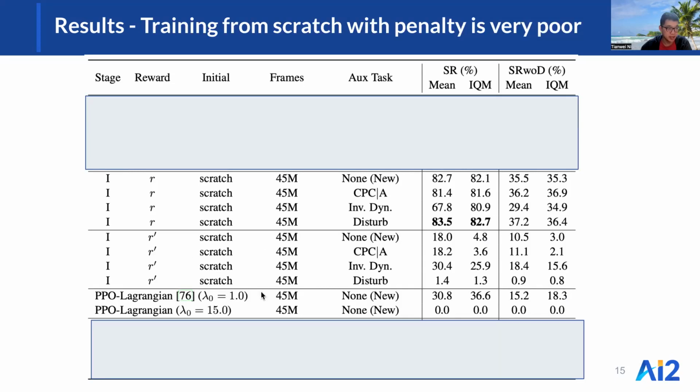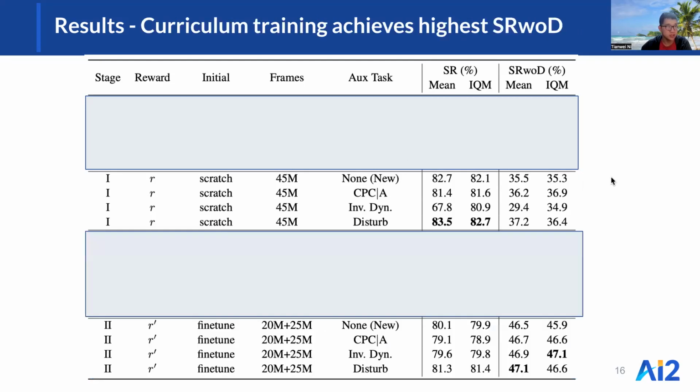The second result is that training from scratch with the penalty is very poor. In the second and the third block, you can see both the unconstrained RL and the constrained RL have a much worse success rate than the first block. And the main result is that curriculum learning training achieves the highest success rate without disturbance. You can see in the last block, this fine-tune approach reaches the highest SRWOD in the last column.